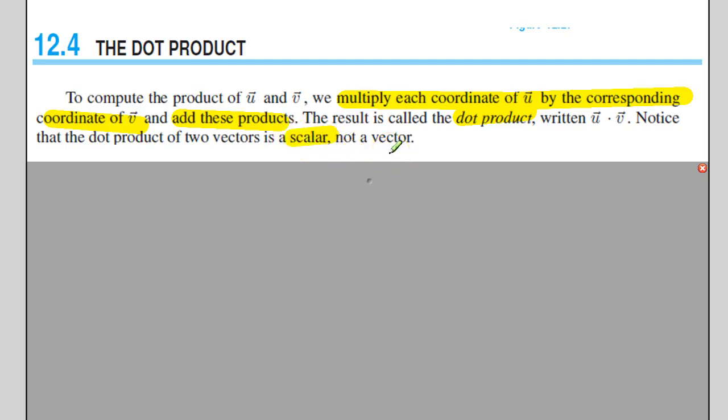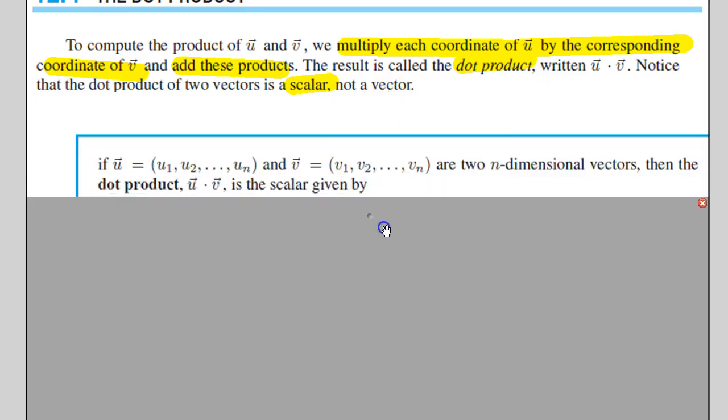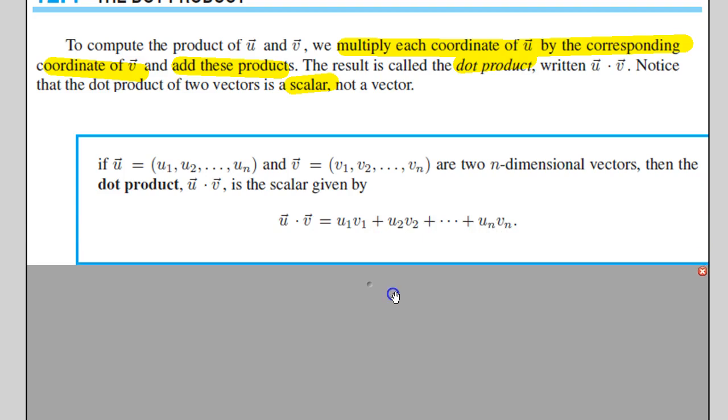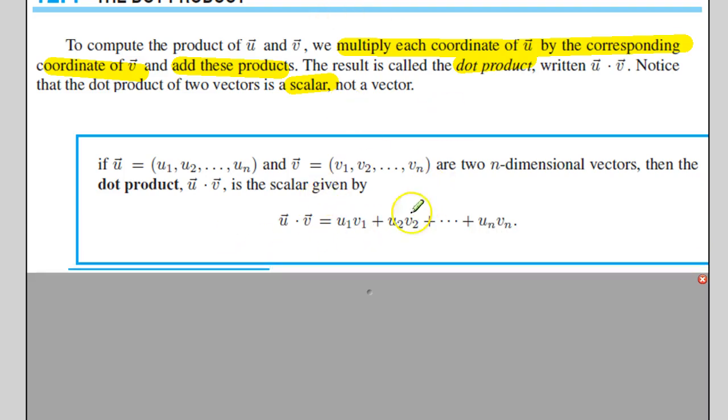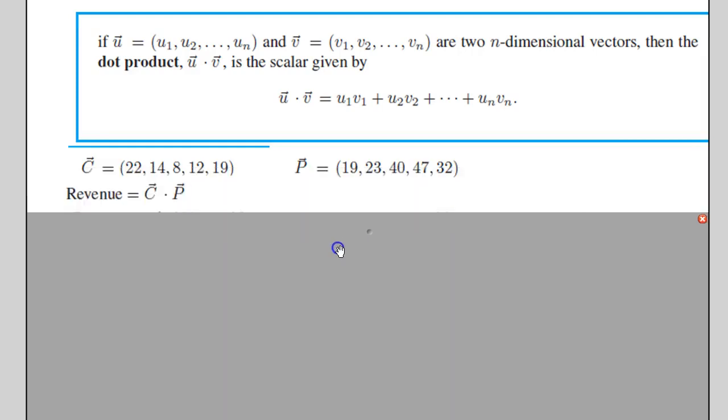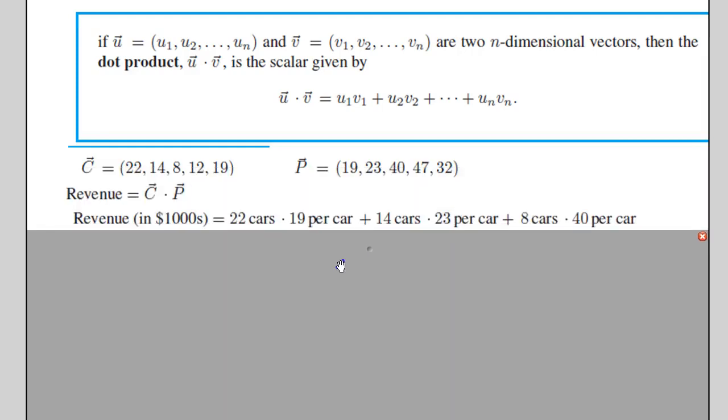So in the past, when we added and subtracted vectors, we ended up with another vector. When you multiply, i.e. dot product, vectors, you end up with a value, not another vector. And here's the process in algebraic form. Again, multiplying the components of each corresponding vector and then adding the results. So let's take a look at an example.